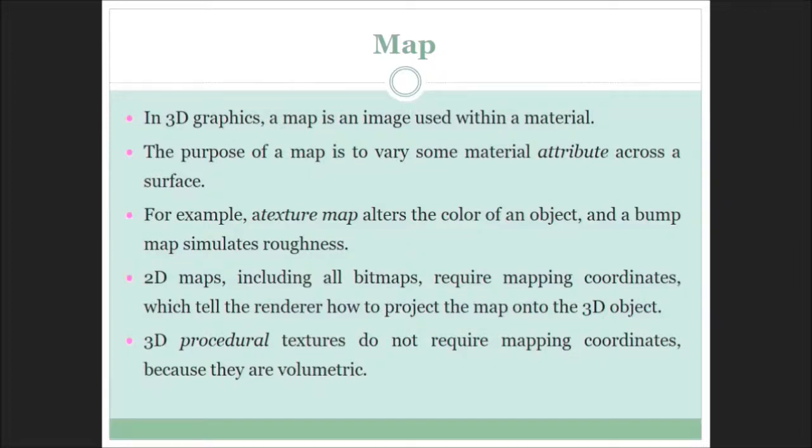Now, map. In 3D graphics, a map is an image used within a material. The purpose of a map is to vary some material attribute across the surface. For example, a texture map alters the color of an object, and a bump map simulates roughness. The 2D maps include all bitmaps requiring mapping coordinates, which tell the renderer how to project the map onto the 3D object. Also, 3D procedural textures do not require mapping coordinates because they are volumetric.